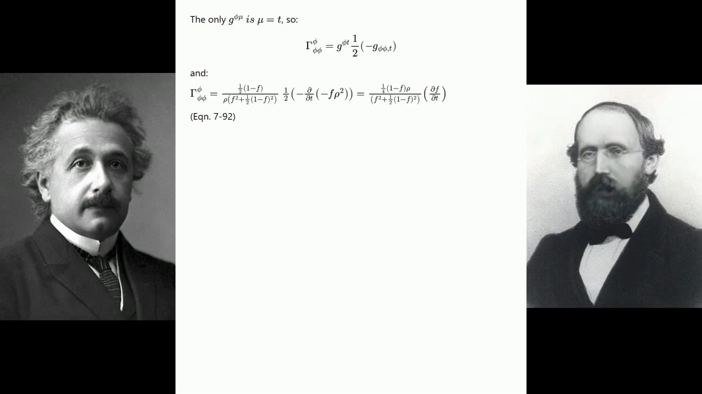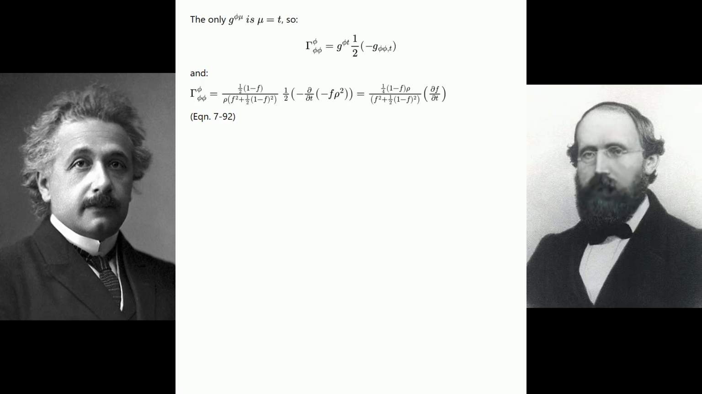The phi-th mu-th power of g times mu equals t, so see the equation shown. And Gamma sub phi to the phi-th power equals 1/2 times (1 minus f) over rho times f squared plus 1/2 times (1 minus f) squared times 1/2 times negative the fraction with numerator partial differential and denominator partial differential t times negative f of rho squared equals the fraction with numerator 1/4 times (1 minus f) times rho and denominator f squared plus 1/2 times (1 minus f) squared times the fraction with numerator partial differential f and denominator partial differential t.